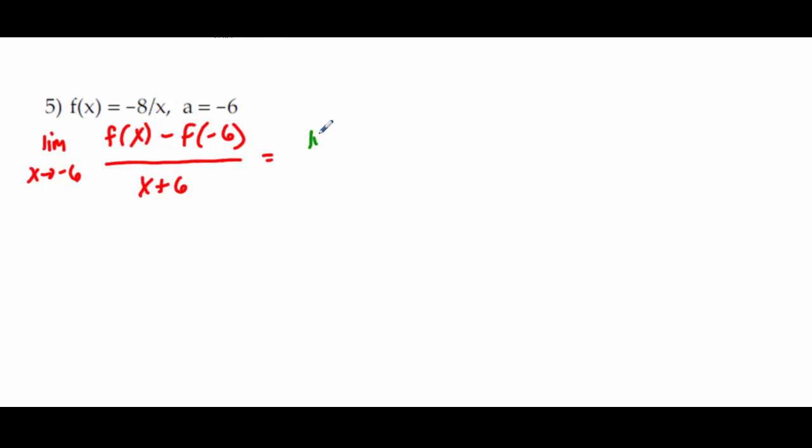So if I fill these in, then that means I'm going to put f of x, which is negative 8 over x. Then I'm going to subtract what I get when I plug in negative 6. So if I plug in negative 6, I get positive 4/3. You technically don't have to reduce that. I would at least get rid of the negatives. They cancel each other out. That'll make things easier for you.